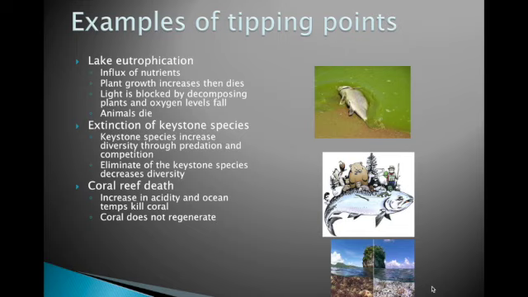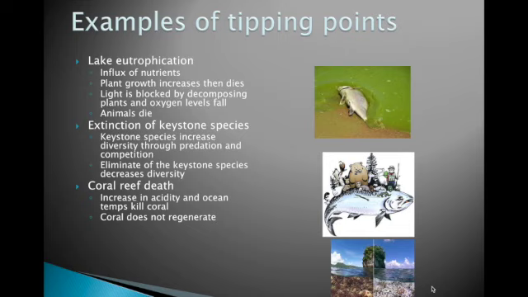And then when the algae dies, the bacteria grow, and as the bacteria start decomposing the algae, it uses all of the oxygen in the lake, and now you have no oxygen in the lake, so nothing can live in that lake, and so all the fish die. It's not the algae growth that causes eutrophication, it's the decay of the algae after it utilizes all of the resources. Another example of a tipping point is the elimination of a keystone species.